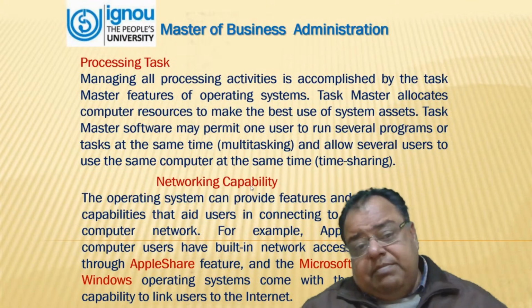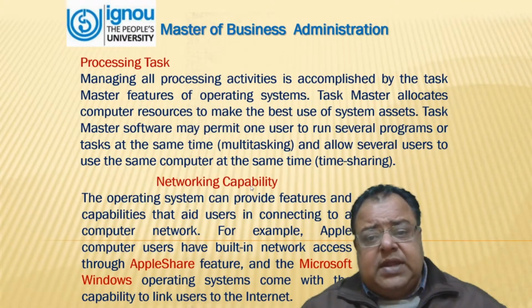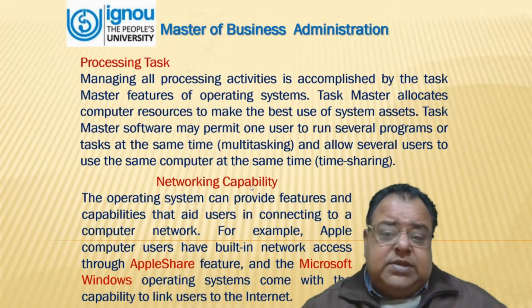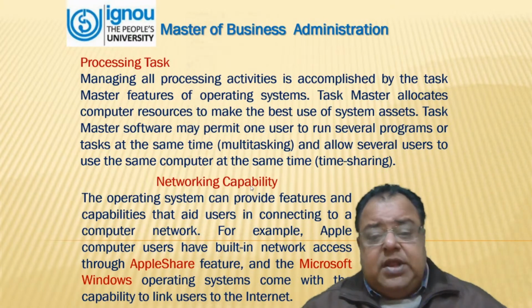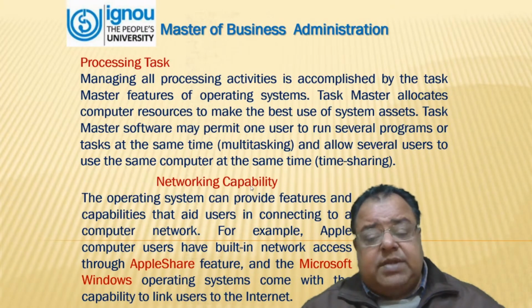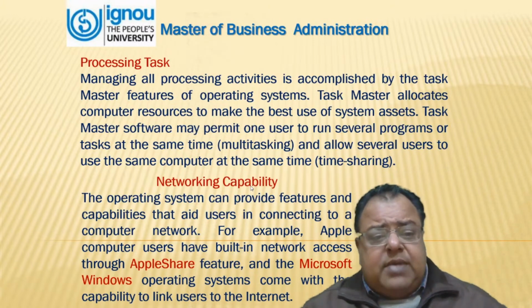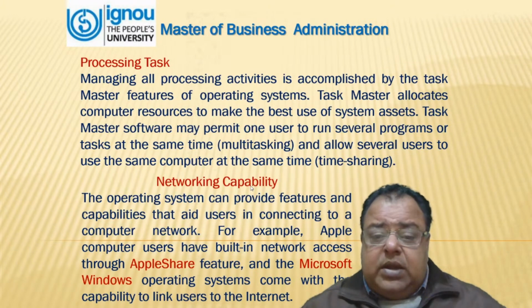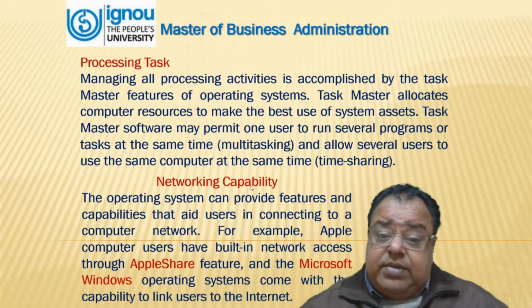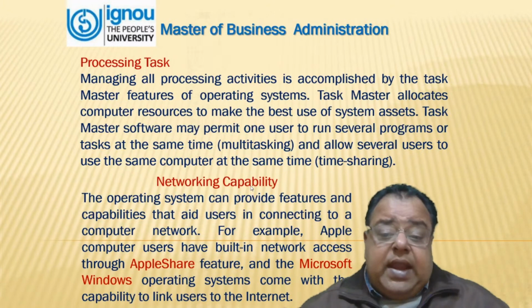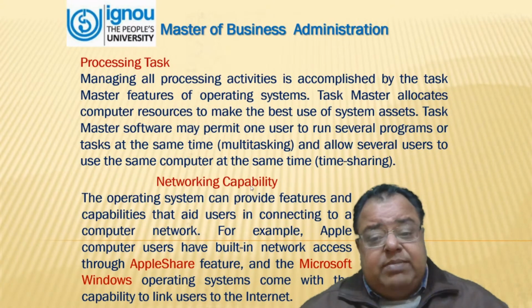Processing tasks. Managing all processing activities is accomplished by the task manager. Features of the operating system: the task manager allocates the computer resources to make the best use of system assets. Task manager software may permit one user to run several programs or tasks at the same time, that is multitasking, and allow several users to use the same computer at the same time, that is time sharing.